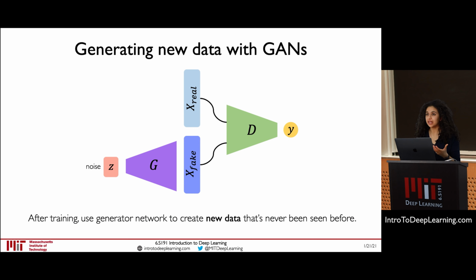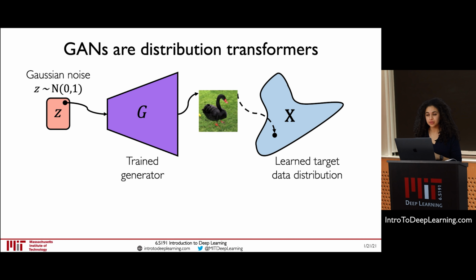And then after training, we can actually use the generator network, which is now fully trained, to produce new data instances that have never been seen before. So we're going to focus on that now. What is really cool is that when the trained generator of a GAN synthesizes new instances, it's effectively learning a transformation from a distribution of noise to a target data distribution. And that transformation, that mapping, is what's learned over the course of training.